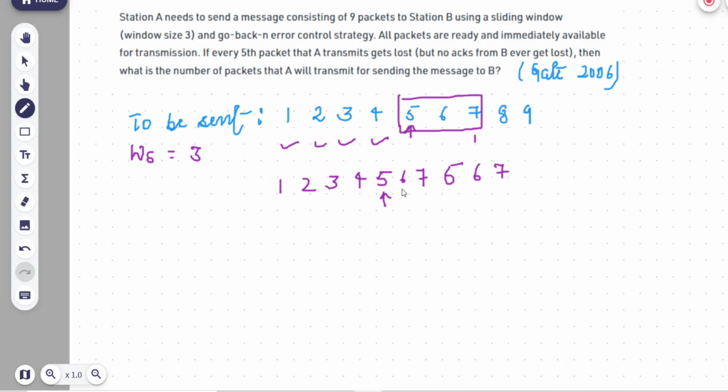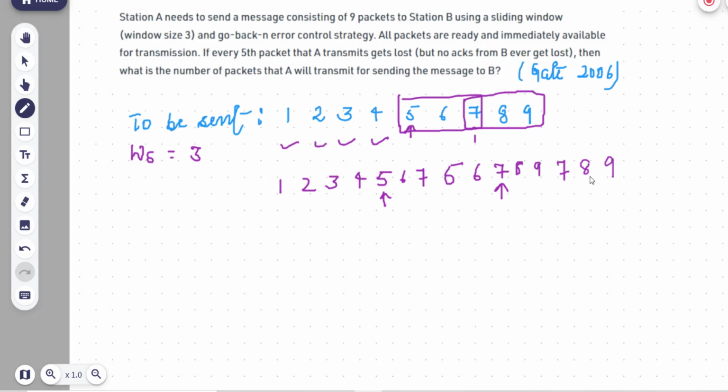This time, counting 1, 2, 3, 4, 5, the 7th packet is going to be lost. When it is getting lost, the window must have been at 7, 8, 9. So we must have sent 7, 8, 9 also. That's the point. Since this 7th packet is getting lost, we will again send 7, 8, 9. Now again the same thing will repeat.